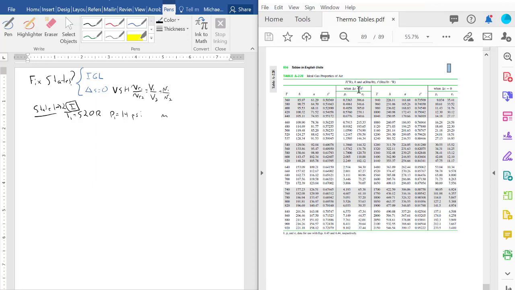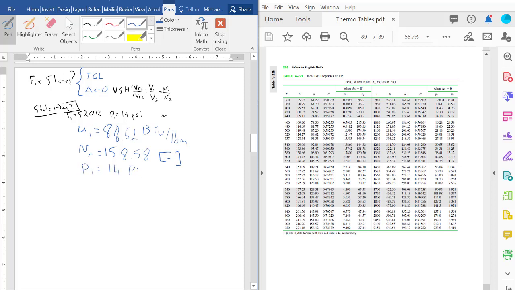So here, let me try to get a bit of a split screen. We know that the temperature is 520, so I can just read this off. Now, what do I need for state 1? State 1's not on the horizontal line, so when I do interpolation, I want U1. U1 I'm going to read off here from 520. This is going to be 88.62 BTU per pound mass. And then I can also get VR. VR at 520 is 158.58. This has no units. And I know P1 is 14 psi.